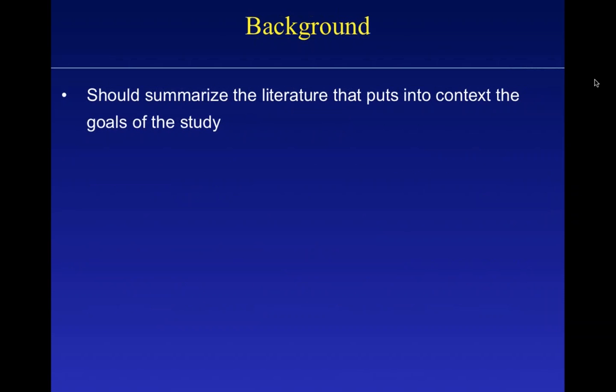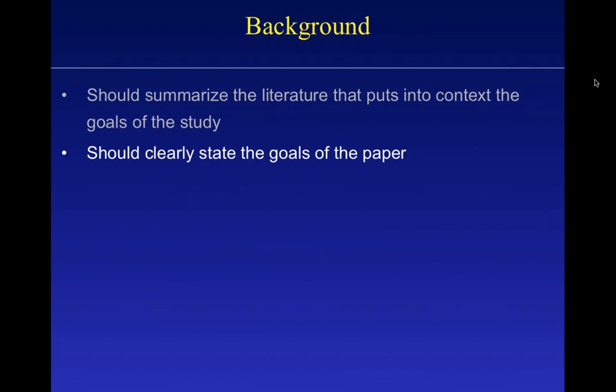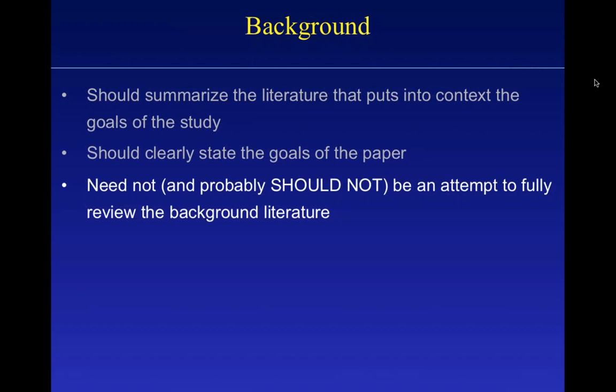The background should summarize the literature that puts into context the goals of the study and provides the rationale for them. It should also clearly state the goals of the paper. And in my papers, even review articles, I try to have a sentence at the end of the background stating something like, the goals of this paper are, and then enumerate them. First of all, it helps you to structure your paper. It helps the reviewer to understand what the paper is supposed to be about, and it helps the reader to appreciate what to expect and what to look for.